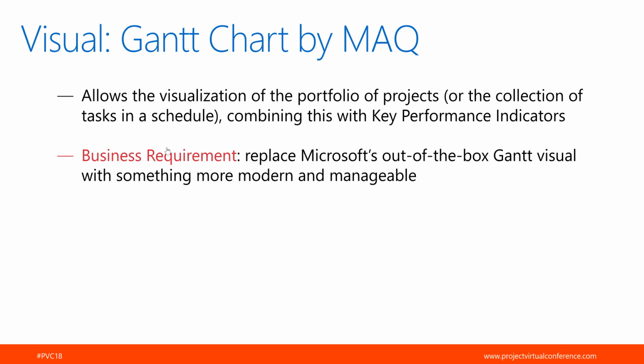You may have some information such as who is the project manager, and you may have some information regarding your key performance indicators. So you may have things such as schedule KPI or work KPI or cost KPI, for example. So this is where the Gantt chart by MAQ comes into play.